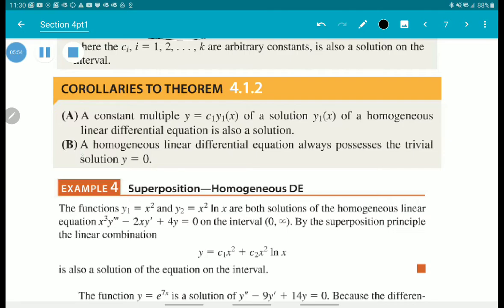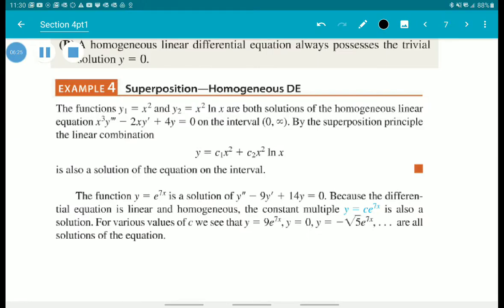Likewise, in part b, we have a homogeneous linear differential equation. If this guy is equal to 0, then that means that the trivial solution is always going to satisfy that differential equation. Because if I take derivatives, depending on how many I need, in this case I need 3, the derivative of 0 is always 0. And if I substitute that in, I'm going to get 0. So those are a couple of things just to keep in mind as we go through this theory.